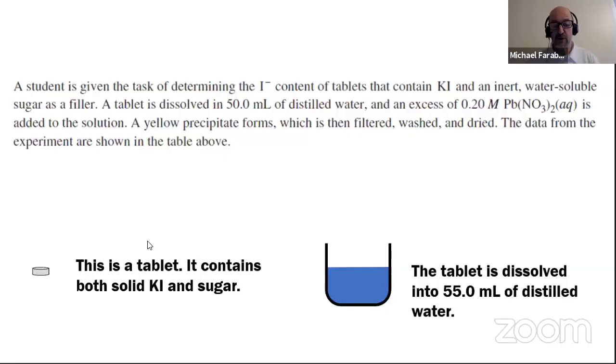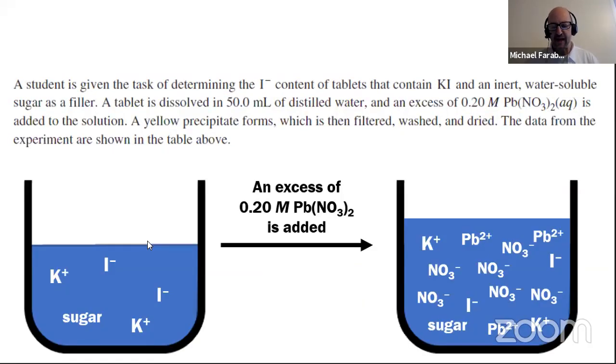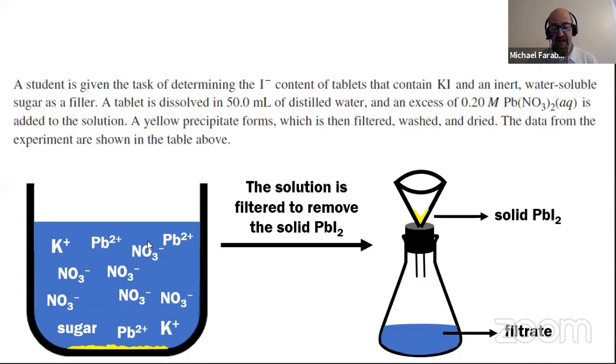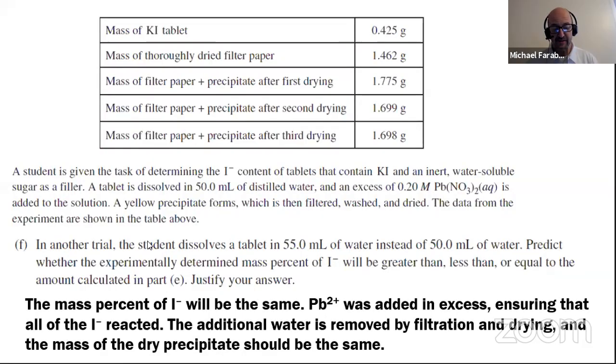Dissolving the tablet in a larger volume of water, we're still going to add the excess lead nitrate to react with all of the iodide. We're still going to take that precipitate and filter it. So effectively, whether that is a larger volume of water to dissolve the tablet, it's not going to make a difference. We're still going to dry the precipitate.